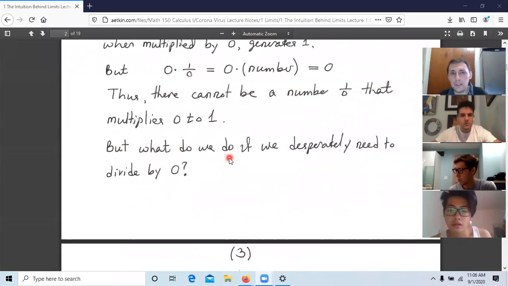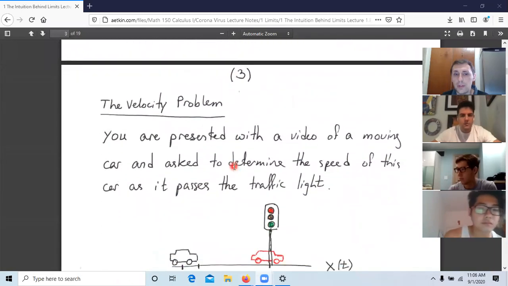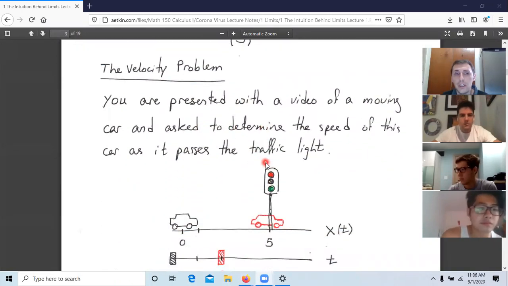But sometimes, and this is now the part where calculus begins, you really want to divide by 0. It's very important. And hopefully you will understand this problem. For now, we are doing it intuitively. So this is differential calculus, the velocity problem. So suppose the following is your task. You have a car, and the car was recorded to move on a straight line. It's a linear motion, and you have a YouTube video of it, right?